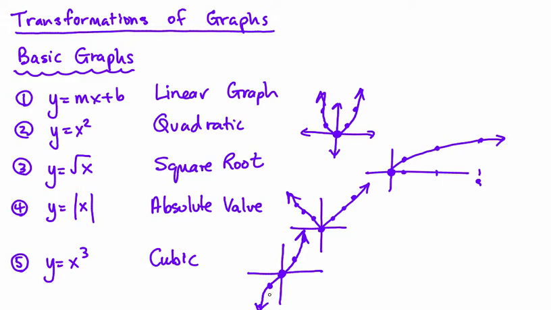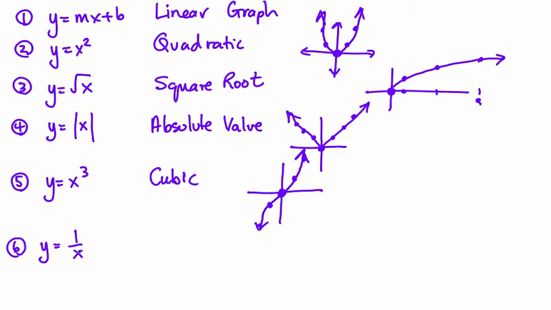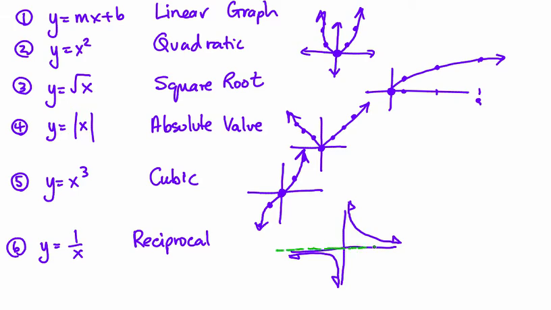Let's go to the next one. y equals 1 over x is known as the reciprocal graph. This one's a little bit trickier. On this side and on this side, you get a graph, and it gets closer and closer to 0 as the x's get bigger and smaller, and as it gets closer and closer to x equals 0, the y values get bigger and smaller in each of those directions. It goes through 1, 1, and negative 1, negative 1. It also goes through 2, 1/2, 3, 1/3, 4, 1/4, etc., etc.